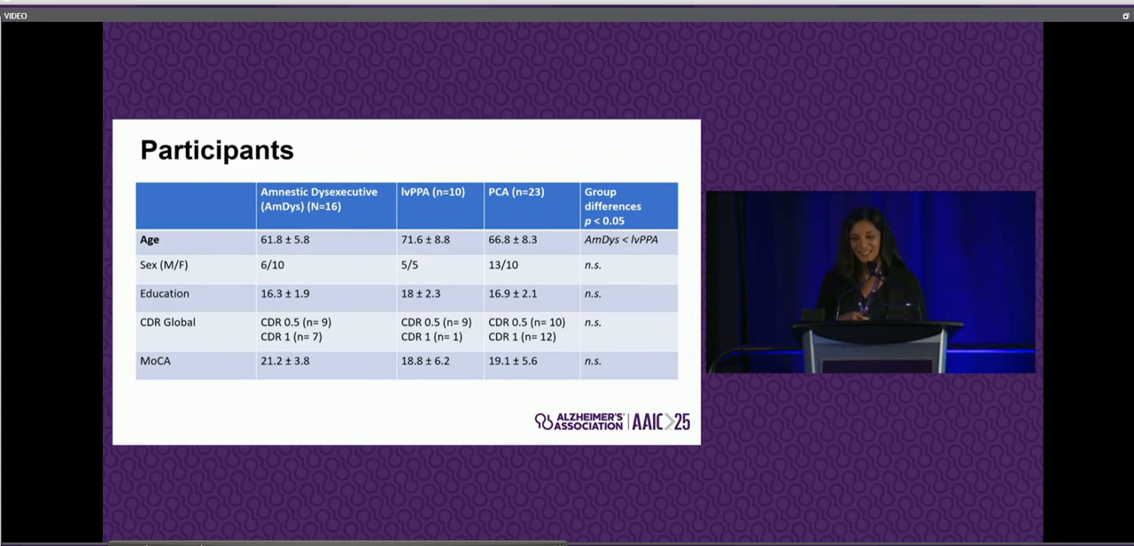So we studied this task in a total of 49 participants, 23 of whom met the criteria for posterior cortical atrophy, 10 met the criteria for LVPPA, and the remaining 16 were best characterized as having an amnestic dysexecutive syndrome. This amnestic dysexecutive group were younger than the PPA group, but matched with the PCA group. Otherwise, all 3 syndromic groups were matched on sex, education, global clinical severity measured by the Clinical Dementia Rating Scale, and global cognition measured by the screening tool, the MoCA.